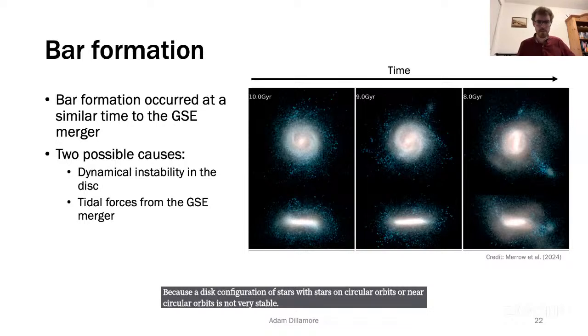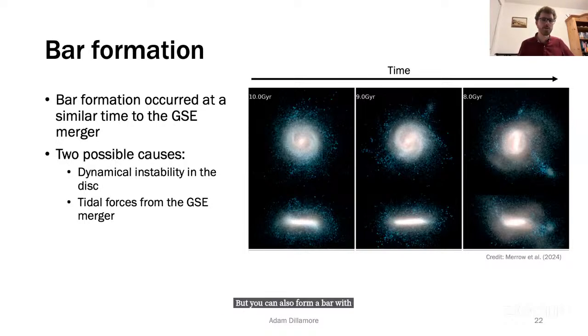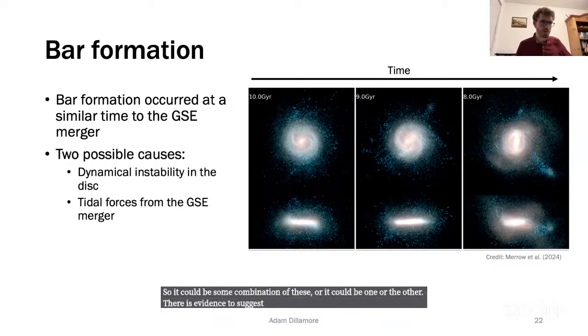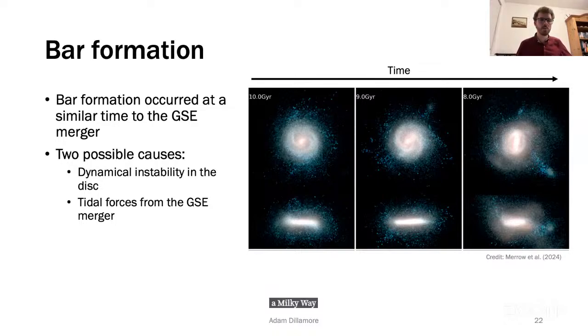But you can also form a bar with tidal effects from a passing mass. So the Gaia Sausage Enceladus satellite, as it comes in, will cause tidal effects on the disk. Tidal forces could form the bar as well. So it could be some combination of these, or it could be one or the other. There is evidence to suggest that you can form a Milky Way-like bar with a Gaia Sausage Enceladus-like merger.